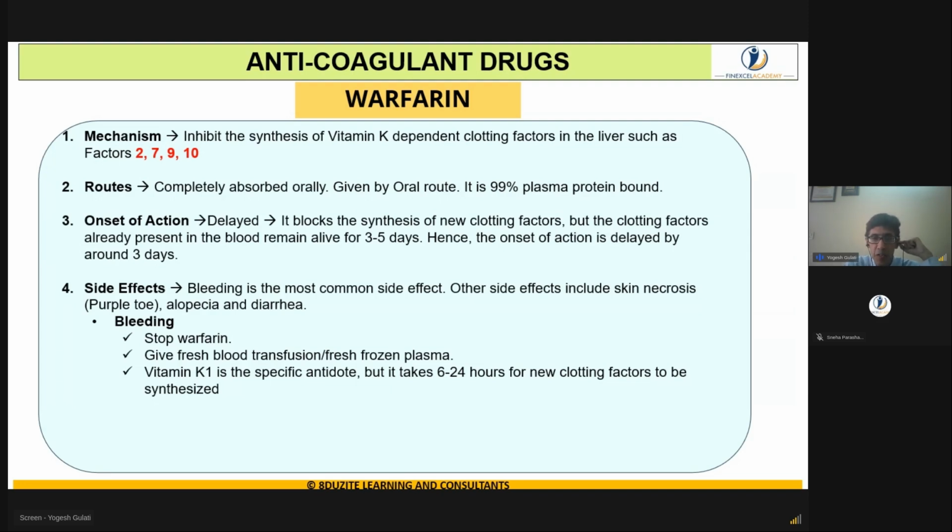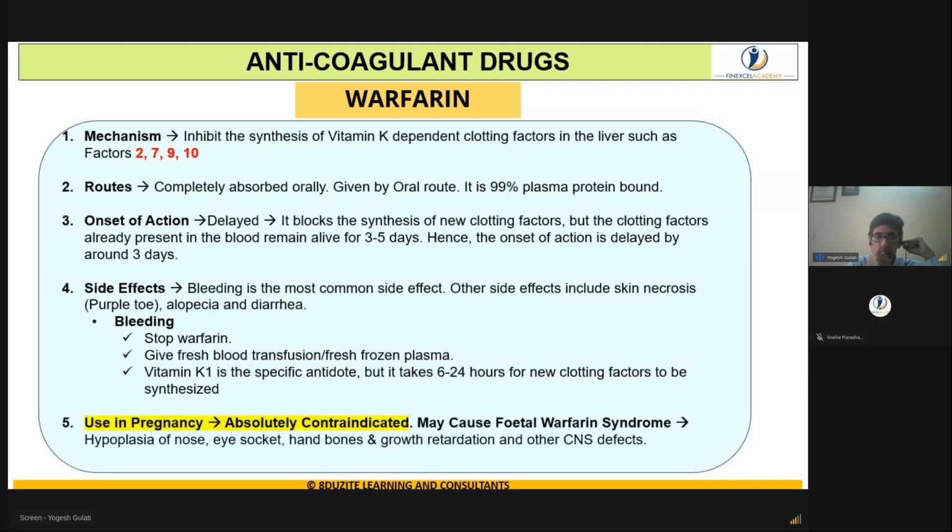But it takes 6 to 24 hours for new clotting factors to be synthesized. So these are important points about warfarin. And the last and the most important point, warfarin is absolutely contraindicated in pregnancy. It has never to be given. In pregnancy, if an anti-clotting drug is required, it is always and always heparin.